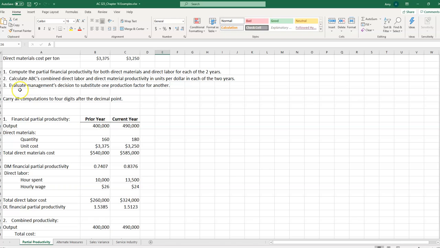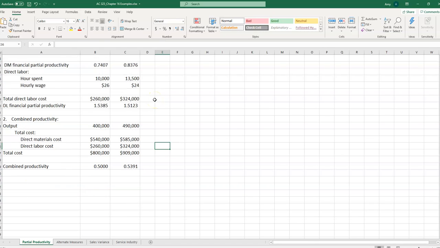So we want to know whether the management's decision to substitute one production factor for another was good or not. And this was a good decision because our direct labor productivity decreased. So we see 1.53 versus 1.51, and our direct materials productivity improved. So the decision to increase the direct materials productivity and reduce direct materials waste at the expense of direct labor was a good decision. Overall, we had a combined productivity for each dollar per unit.